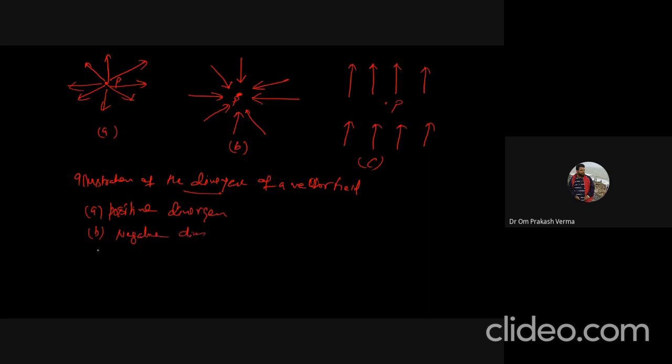Because according to the definition, divergence is a measure of outward flow. In figure A, it is diverging outward, and B is converging at one point, and C has no divergence. Why no divergence? With respect to point P, parallel. Any other?